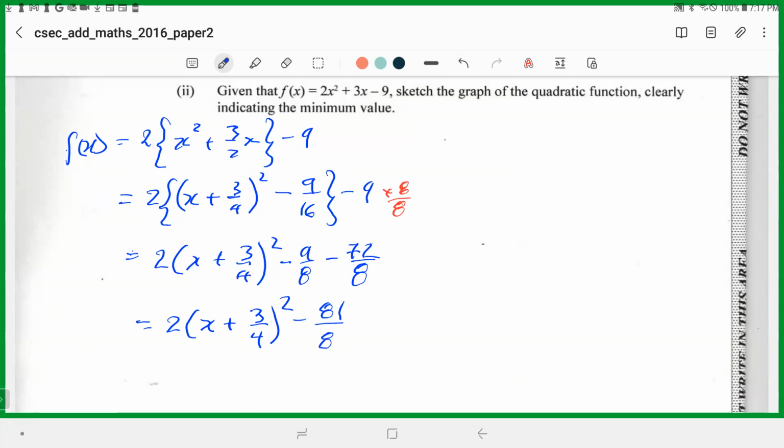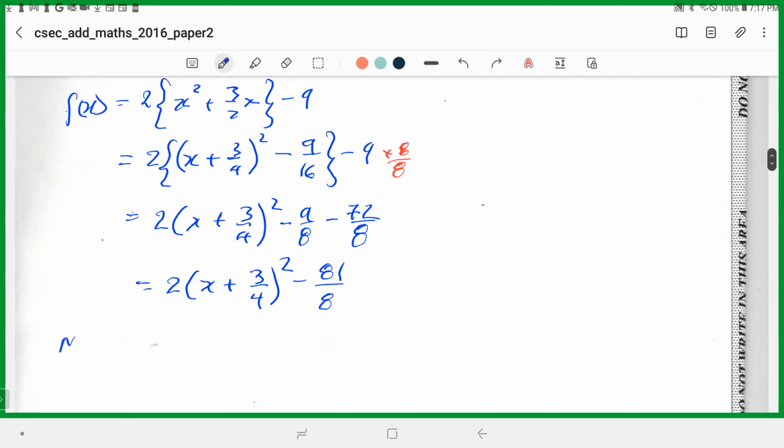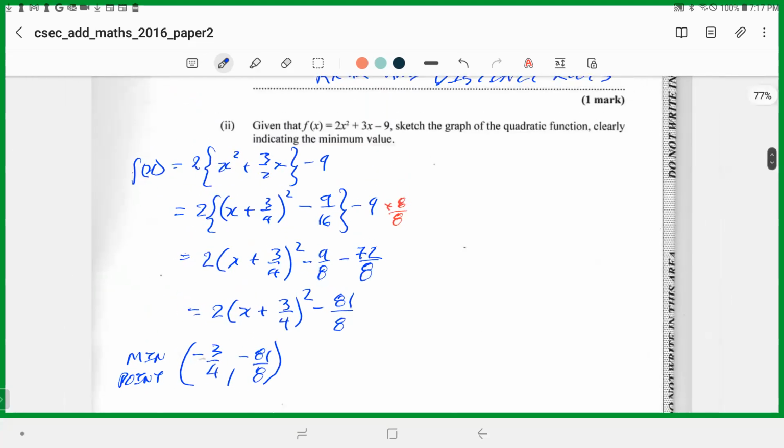So it's a minimum point, right? I want the minimum value. So that's the minimum point. The x value is when this equals 0. That equals 0, the x equals negative 3 over 4, right? And the minimum value is this, negative 81 over 8, which is really negative 10 and 1/8. The graph is going to have a smile shape.